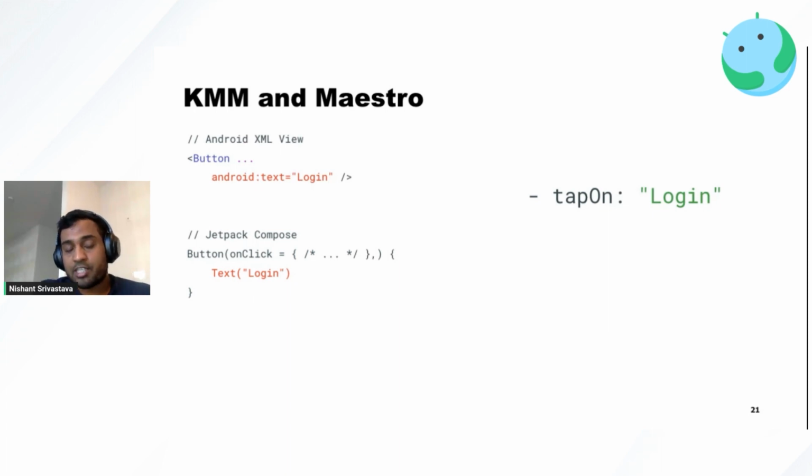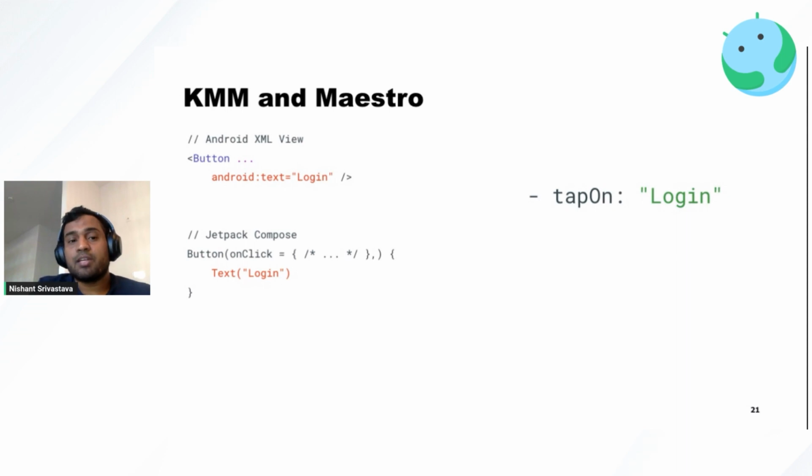The same applies for the Jetpack Compose version of the code. As you can see, you have a button and then you have a text and that has a string value in it. It is going to look through all of the nodes and then eventually find that specific node that has the string login and then tap on it, like make a click on it.